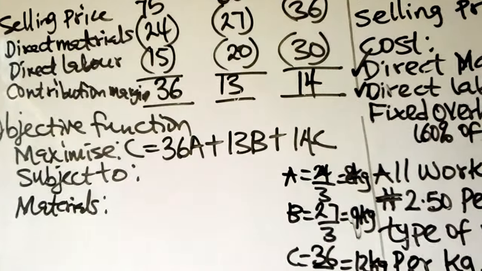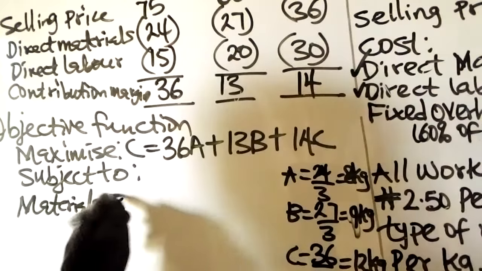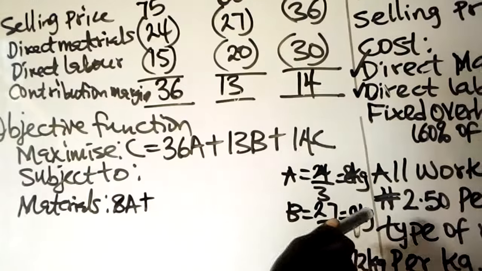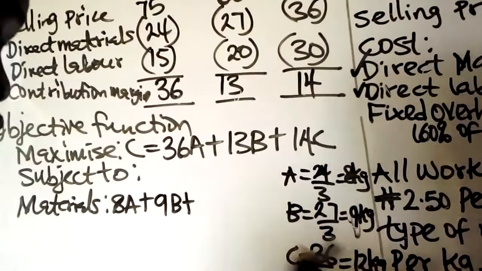Now, let's formulate the constraint as to the material. For A, 8 of A, plus for B, 9 of B, plus C, 12 of C.